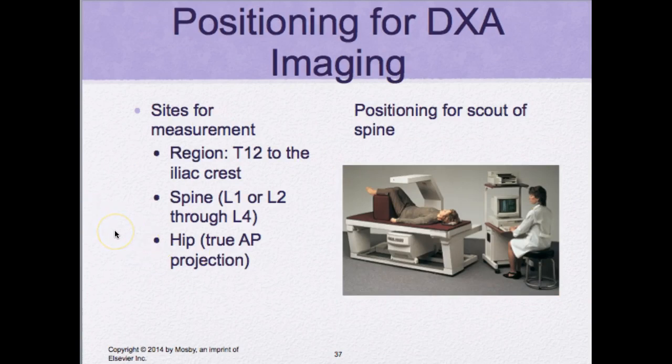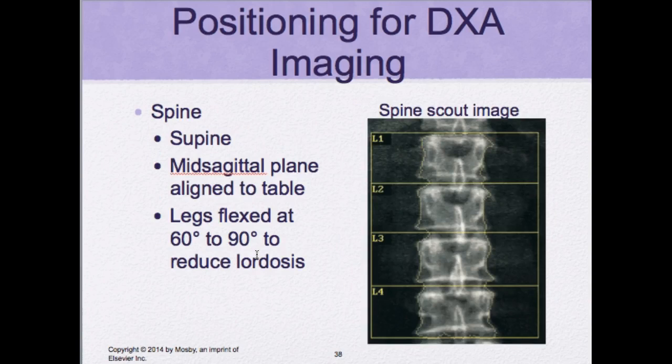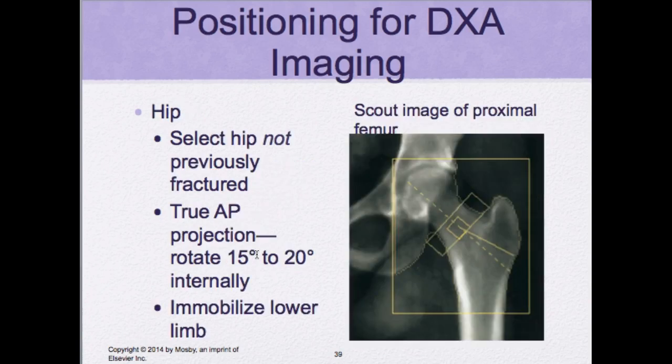When we're doing a DXA, we usually do T12 to the iliac crest, so we're measuring from L1 through L4, and then we do a true AP of the hip. If we can't do a hip, we'll do a wrist also. So with the spine, you go to mid-sagittal plane, legs flexed 60 to 90 degrees to reduce lordosis. The hip, select the hip not previously fractured, so you're going to line it up just like this, so you have the box going through the neck and you're covering the whole hip, and it'll scan it, and you're going to rotate it in 15 to 20 degrees medially, just like you would when you're shooting a hip.